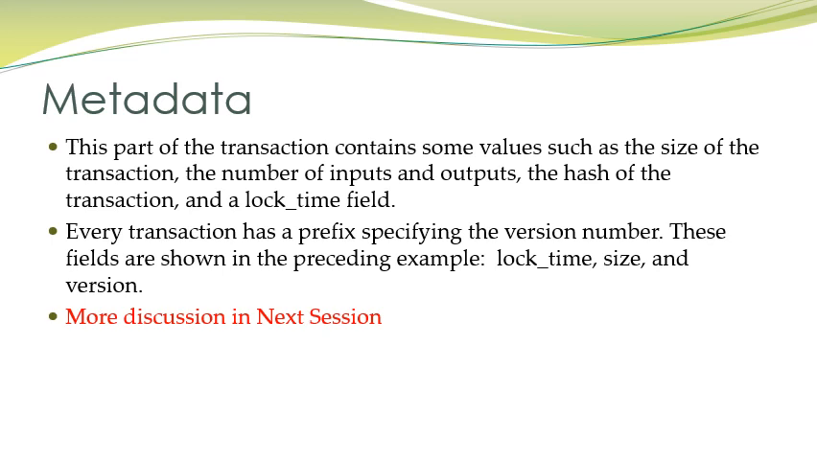What is the size of the transaction, what is the weight of the transaction, how many inputs are there, how many outputs, list of transactions, hash of the transaction, and then timing information. All this information is nothing but the metadata, and every transaction has a prefix specifying the version number. These fields are shown in the preceding example: log time, size, and version. We will study this metadata in the next session. We will have more discussion on it then.